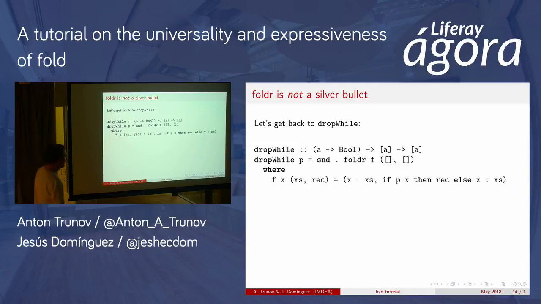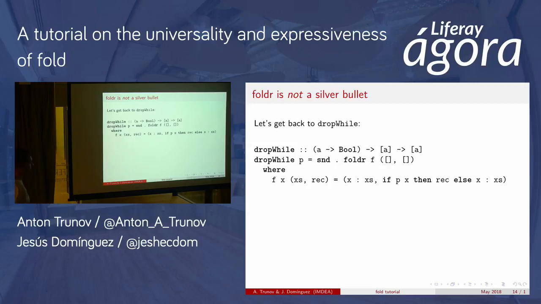But that means, if we can recover this tail, we can implement dropWhile in terms of foldr. We use the same trick. We accumulate this input list, and then we do exactly the same thing that dropWhile does. If the current element satisfies the predicate P, we just forget about x, forget about this element, and return the result. So rec is the result of the recursive call.